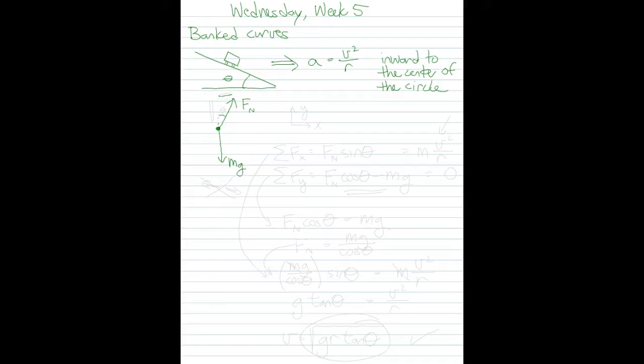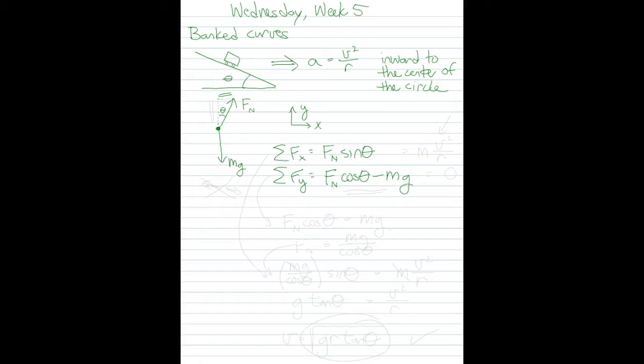And so I'm going to choose axes that go like this in the x and y direction. So that means I have to take my force and resolve it into two components. And this angle here is theta. So we have the F sine theta component in the x direction and the F cosine theta component in the y direction. So then I write down the sum of the forces in the x direction and the sum of the forces in the y direction. The sum of the forces in the x direction is just F normal sine theta. In the y direction, it's F normal cosine theta minus mg.